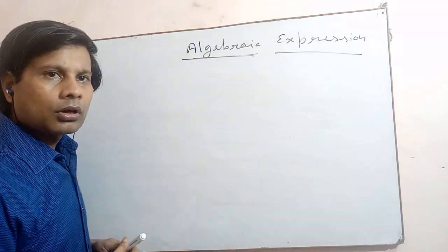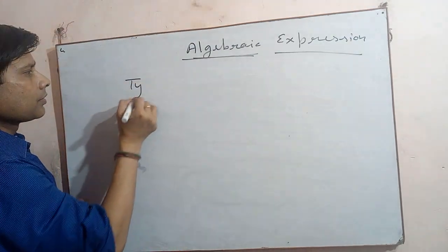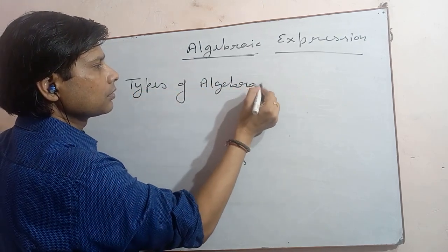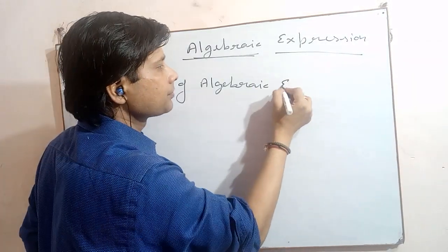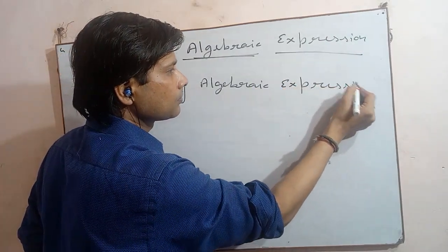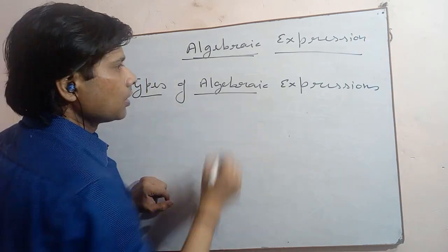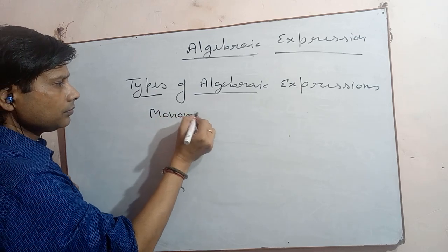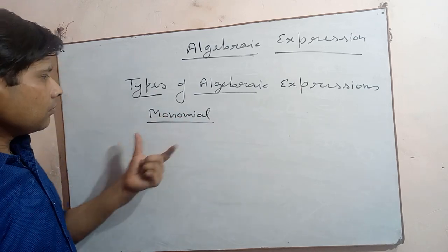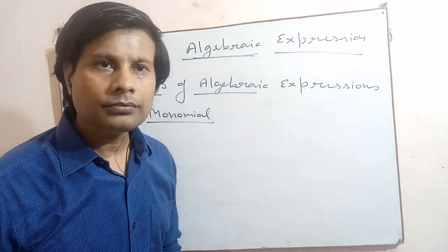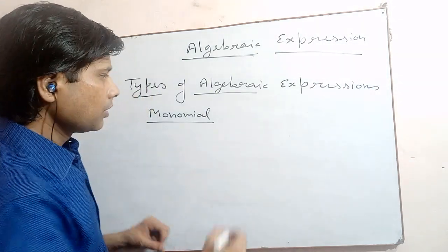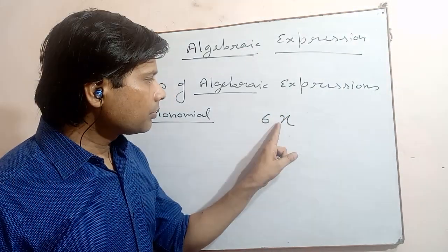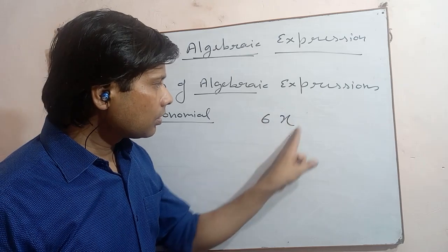Now I will talk about the types of algebraic expressions. In this, the first is monomial. When you have a single term, that is called a monomial. Like we have 6x, there is one term. When there is a multiply sign, the whole thing is considered as one term.